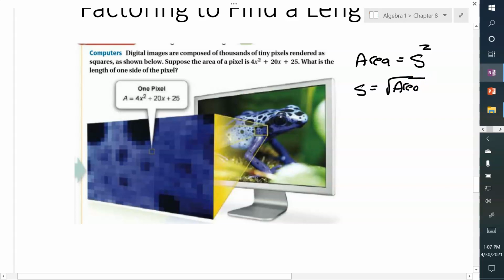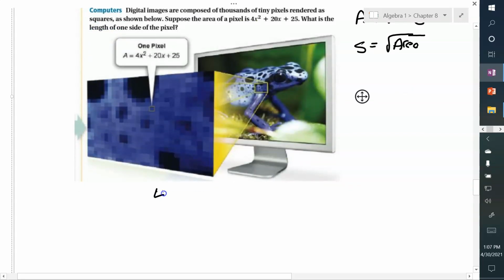Now it's given to us as a polynomial, so I need to factor this and see if I get the same factor. If I do, then I have a perfect square and I can square root it. So let's do that. I've got 4x squared plus 20x plus 25. Now because there's a 4 in front, I can slip and slide.